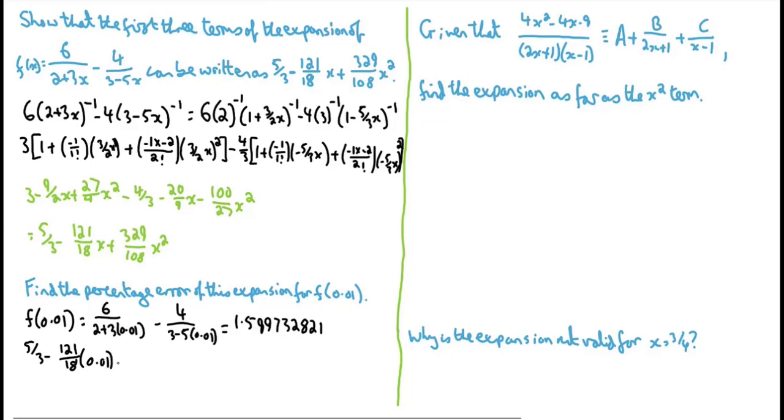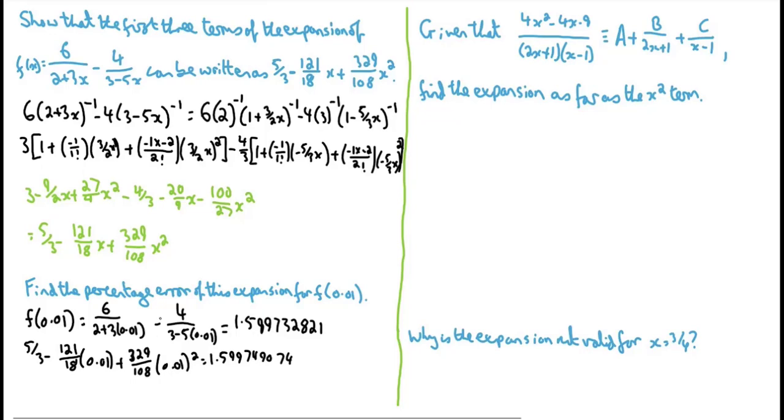Then, as you're putting it into your expansion instead, you would have 5/3 minus 121 over 18 lots of your 0.01 plus 329 over 108 lots of 0.01 squared. This is going to equal then 1.59974907. So once again, we may see the reason why I specified writing out everything in your calculator is already it takes up until the 5th decimal place, once again actually, in order for any difference to be noticed.